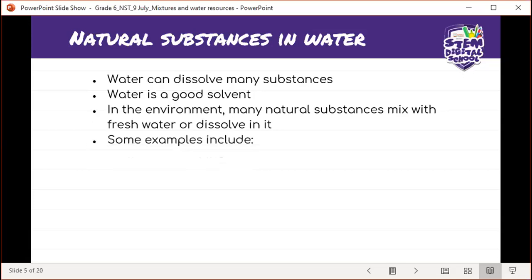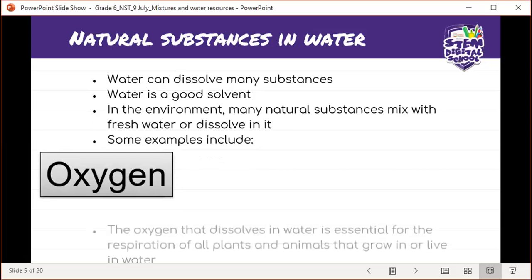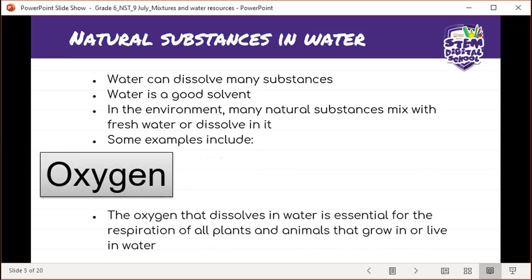Here we're going to look at some examples of natural substances which dissolve in water. The first one is oxygen. Oxygen is a gas, and how does oxygen dissolve in water? The oxygen that dissolves in water is essential for respiration. Can you tell me what respiration is? Do you know what respiration is?